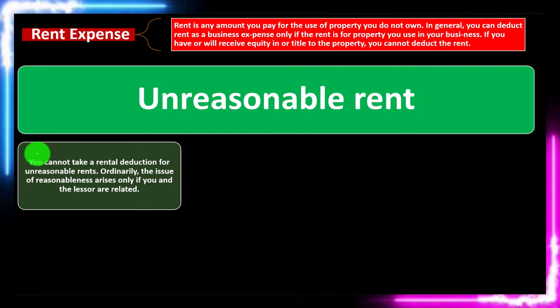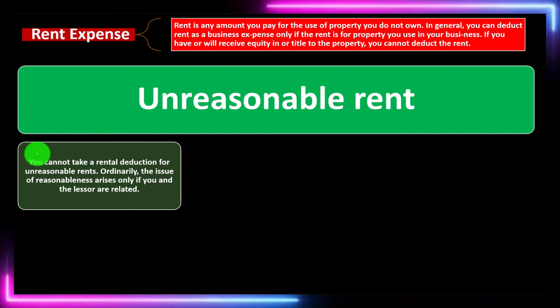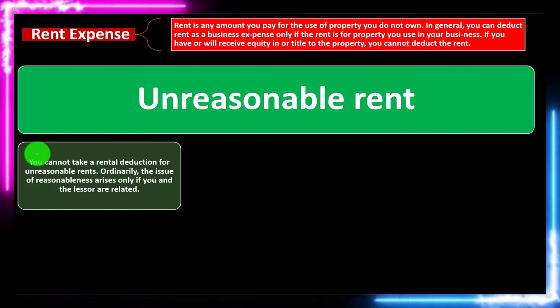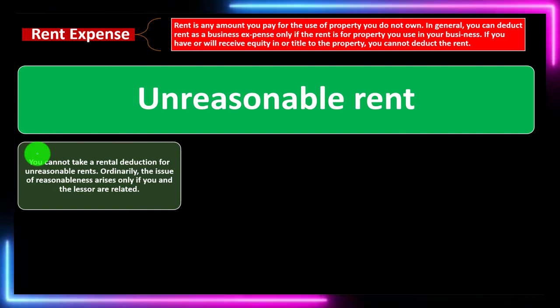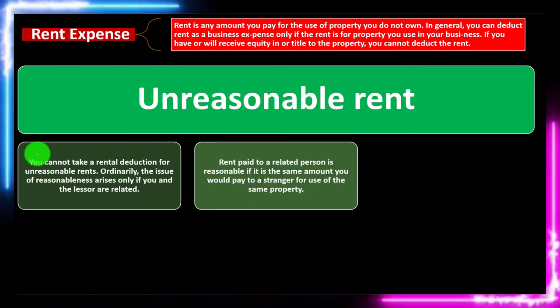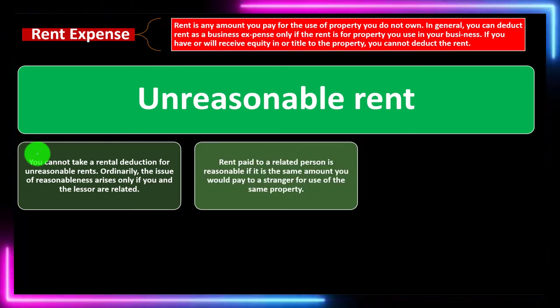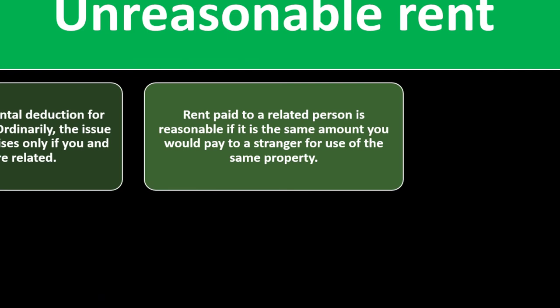But if you're related, you can imagine all other kind of weird things going on. For example, just trying to lower the tax bill and charging unreasonable rent in order to do that in like a family context or something like that. So rent paid to a related person is reasonable if it is the same amount you would pay to a stranger for the use of the same property.